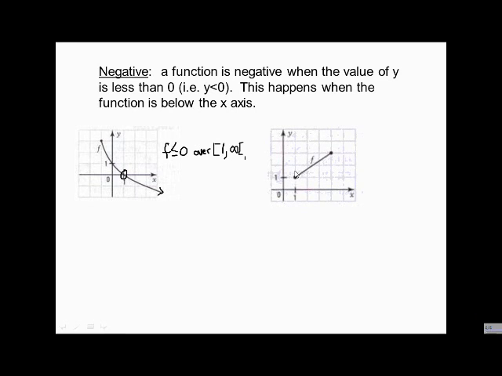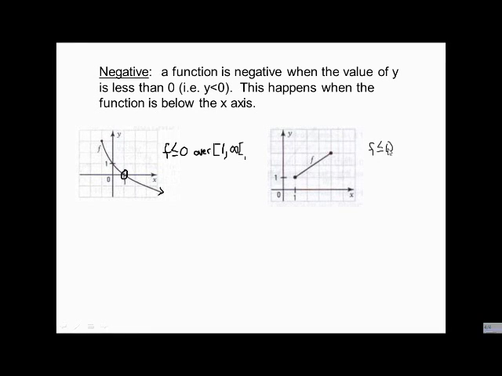So get another one. When is this one negative? Well, this one's actually never negative. So we can just say f is less than or equal to 0, and we can just write in never. It's a bit of an exception there.